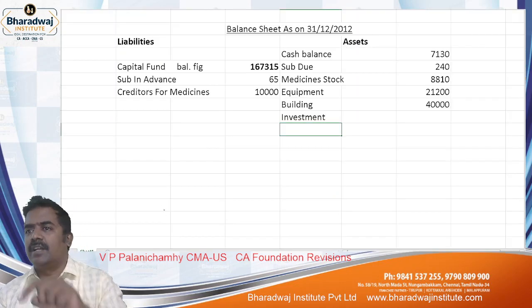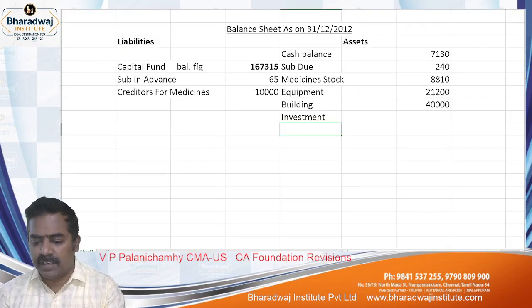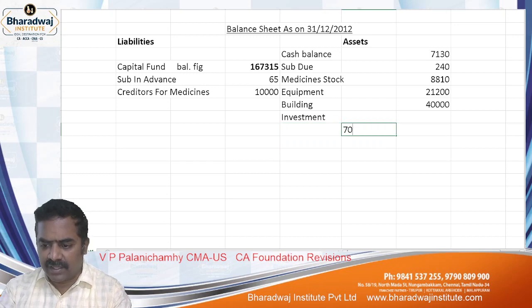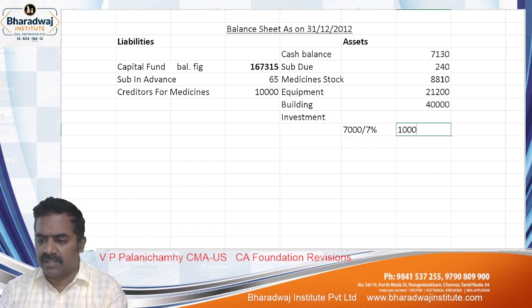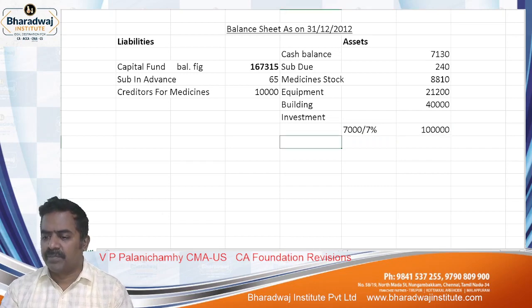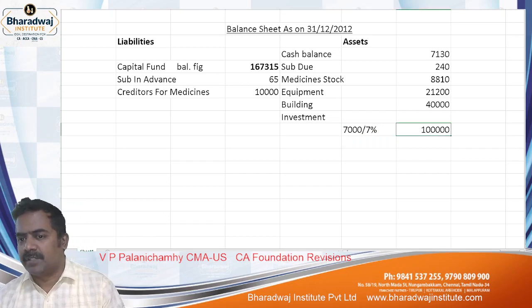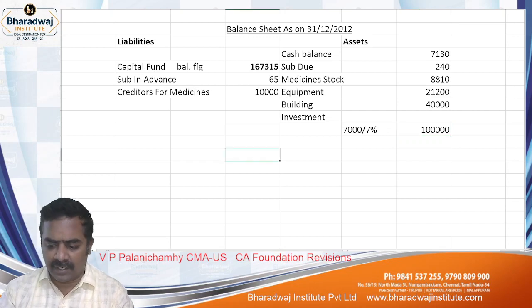Without investment, how will income come? Without investment, income cannot come. So 7,000 divided by 7%. It is like 1 lakh we have invested. That means we have earned 7% on it. So it is a hidden information that we work out. Tally it and carry the balancing forward.